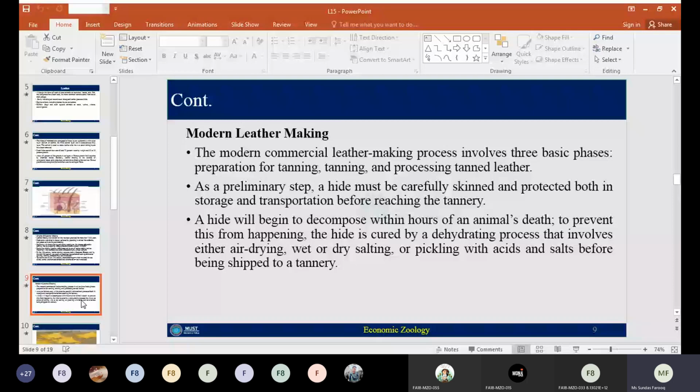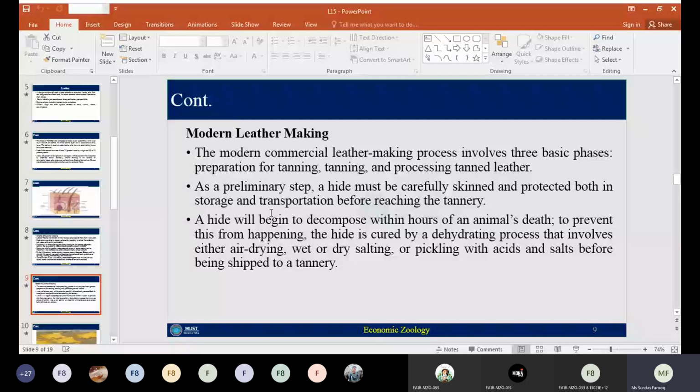death. To prevent this from happening, the hide is cured by a dehydrating process that involves either air drying or wet or dry salting or pickling with acids and salts before being shipped to the tannery. It means that before the product is actually transferred for modern commercial activity, it is treated with a basic process that will prevent its degradation.